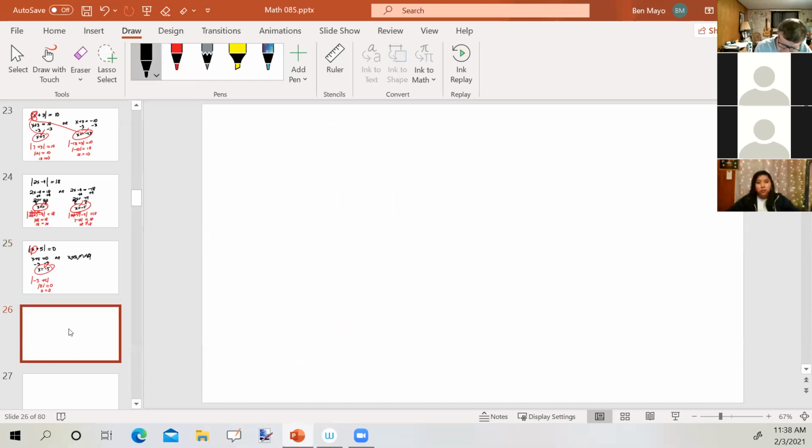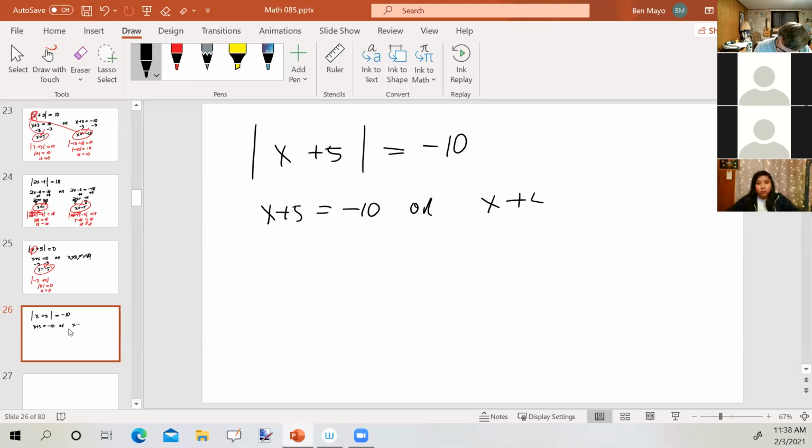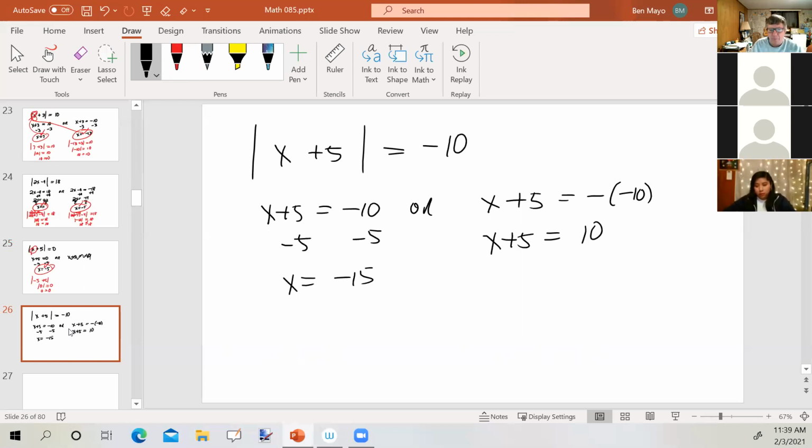Okay. Let's say we've got the absolute value of x plus 5 equals negative 10. Well, we would have x plus 5 equals negative 10, or x plus 5 equals the opposite of negative 10. On the left side, solving for x, we'll subtract 5 from both sides, and we get x equals negative 15. On the right side, we get x plus 5 equals the opposite of negative 10, which would be positive 10. Then subtracting 5 from both sides, we get x equals 5.